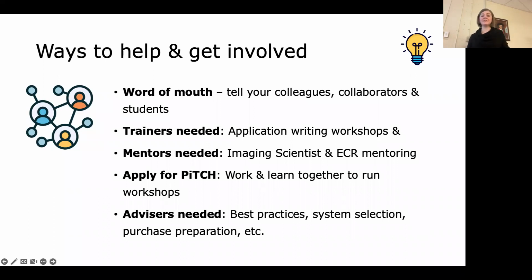There are trainers needed for the application writing workshops that we're planning to run through ABIF. So if anyone's interested in that, please get in touch. There will be mentors needed for imaging scientists and early career researchers. For any early career researchers in the audience, please think about applying for pitch when the call goes out. And we're also looking for advisors for that RC expert for a program. So once again, get in touch if that sounds interesting.